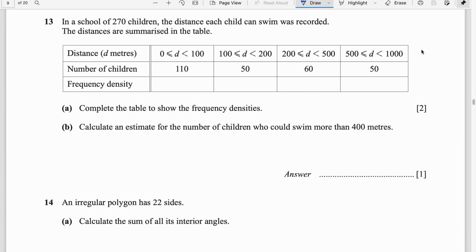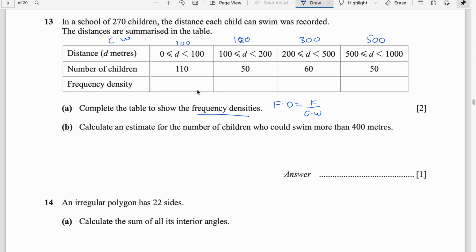Question number 13. In a school of 270 children, the distance each child can swim was recorded. The distances are summarized in the table. Number of children given, frequency, density. Complete the table to show the frequency densities. Now frequency density is frequency divided by class width. Let me write class widths first. 0 to 100. 100 to 200 again is 100. 200 to this is 300. 500 to this is 500.